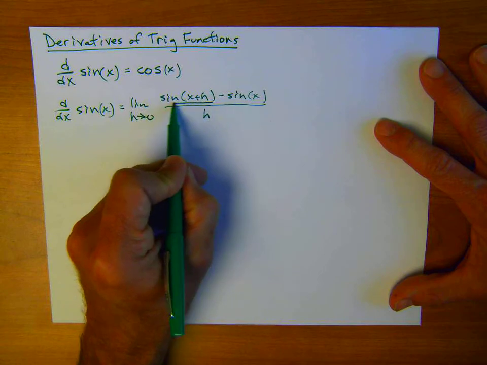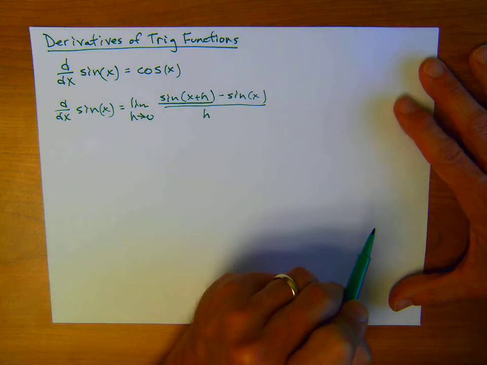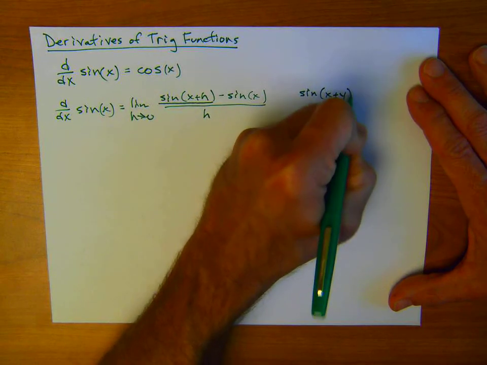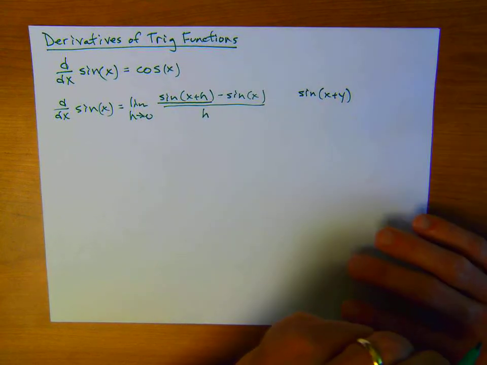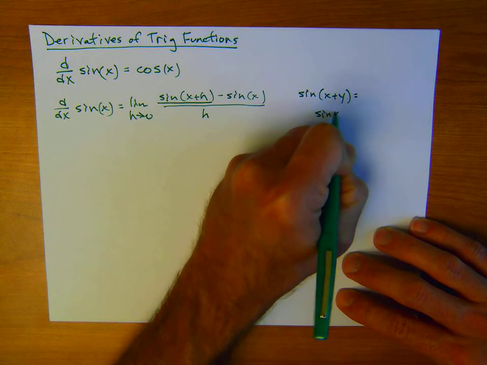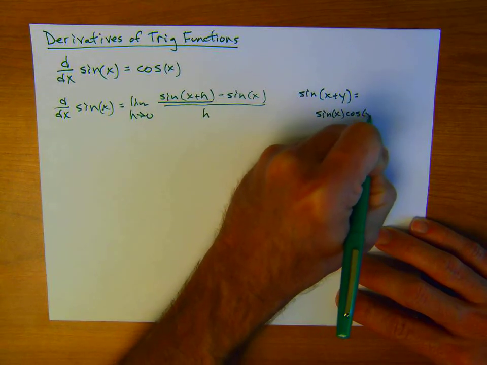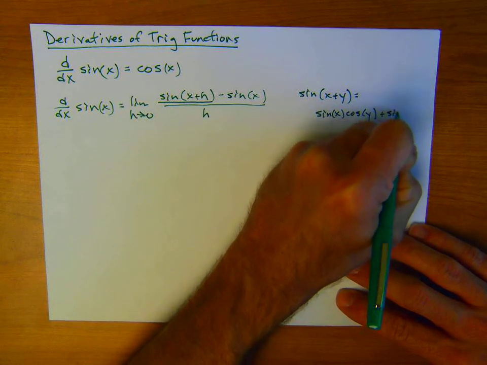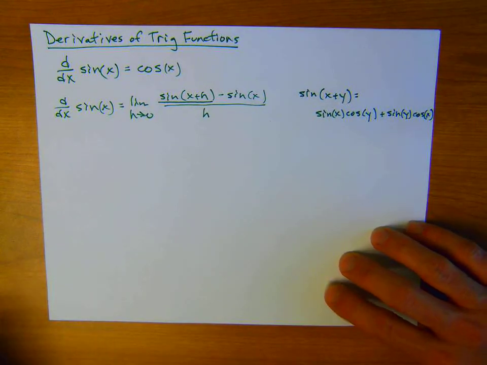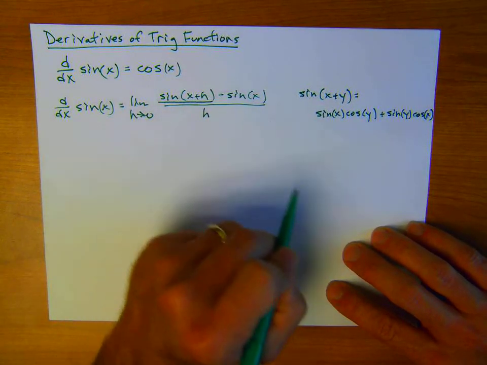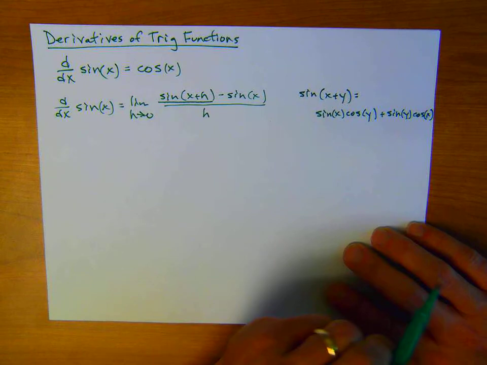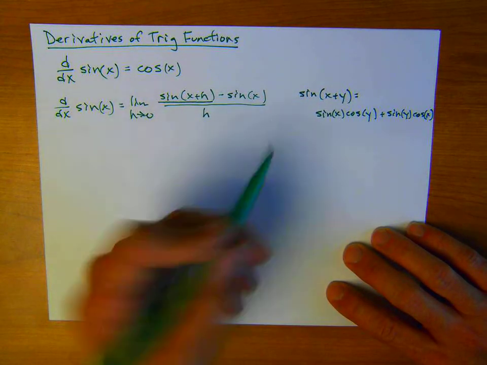Well, here's the key. We have an identity for sine of something like x plus y. This is what you would see in a textbook or what you've seen in a trig class before. That is equal to sine of x cosine of y plus sine of y cosine of x. All right, so we're going to apply that identity. Notice it's sine cosine plus sine cosine. It's just we have x y and then y x, and we're going to apply that with replacing the y. We're going to have h instead.